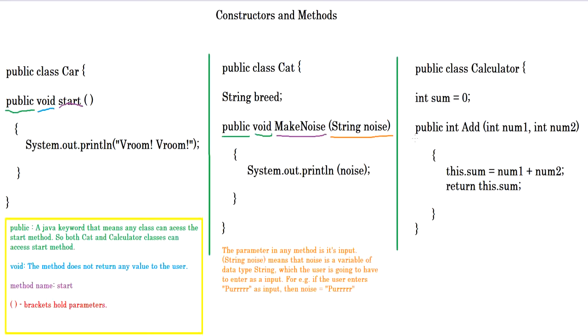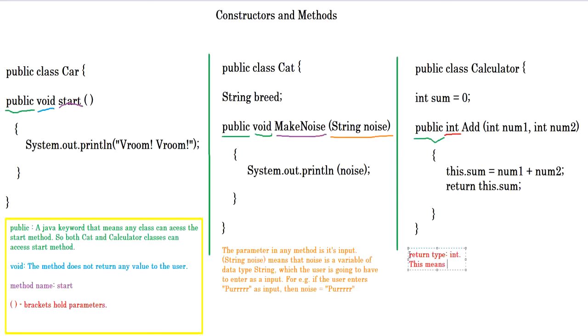Alright then, so it starts off with public again, which means that the cat and car class can access the method add. Next we have our return type. So the difference between the calculator class and the other two classes is that there is no void here. There is a return type called int. So the return type here is int.